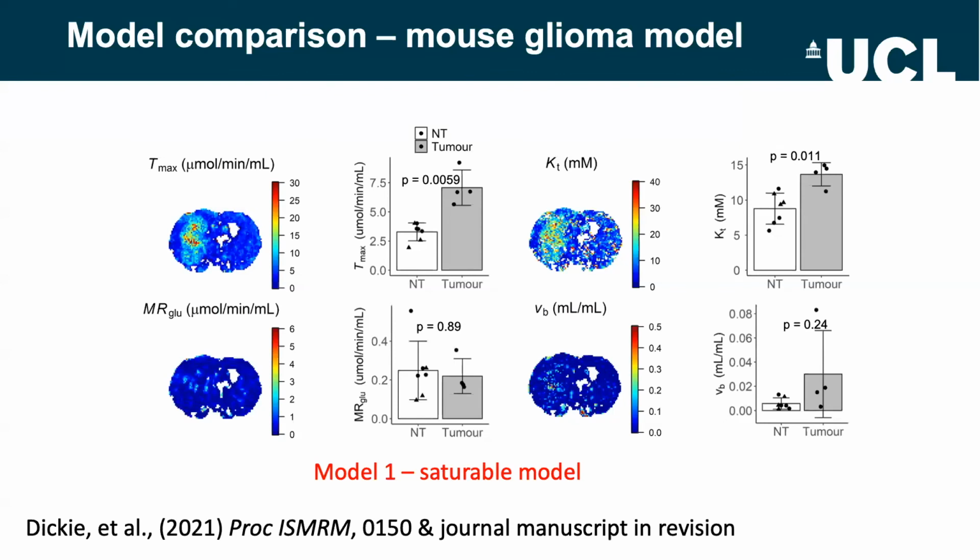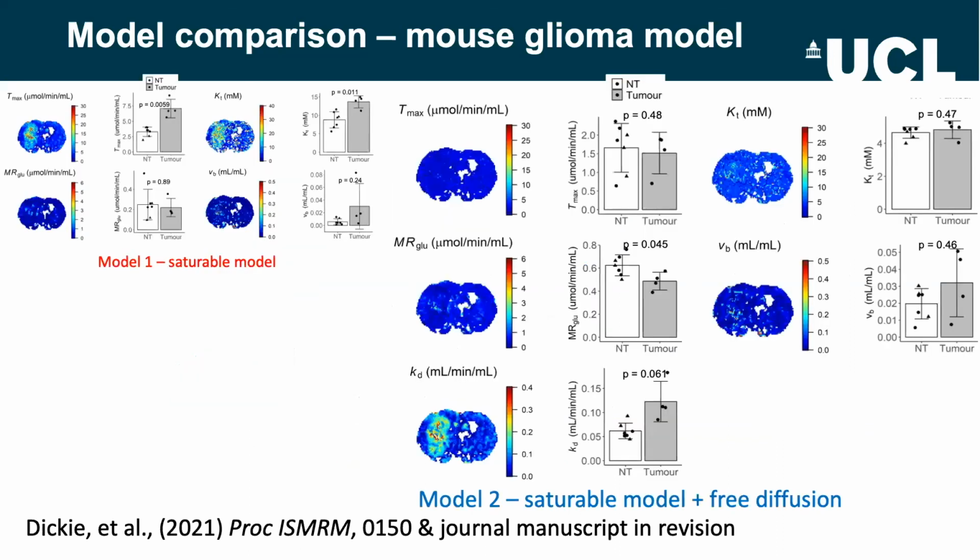And if we do that, we haven't done this in humans yet, but this is in a mouse, I think mouse, maybe it's rat, I'm not sure now, glioma model. And if we just look at the first model, the traditional saturable model, then we end up with 4 parameters. This parameter Tmax and Kt, which govern the transport via the transporters, the rate of metabolism, MR GLU, and also a measure of blood volume. And this elevated area here is where we see the tumour, although we don't see any elevation in metabolism within the tumour.